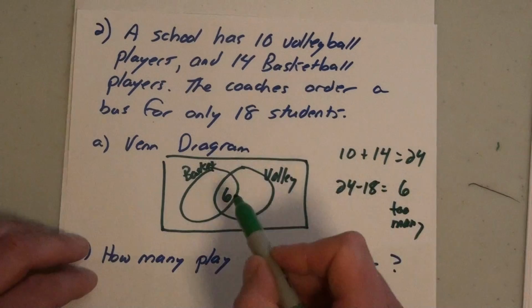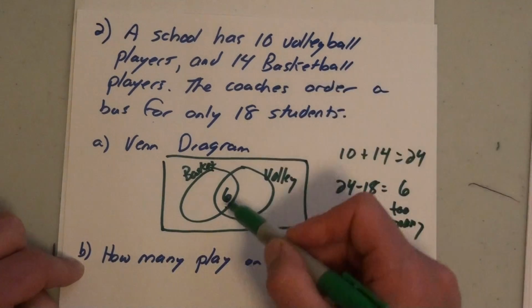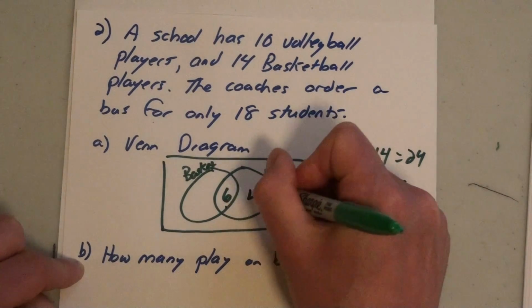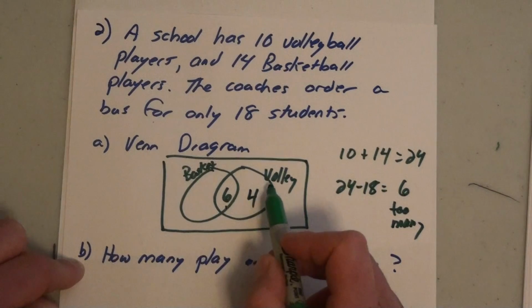Now, like I said before, you start in the middle and you start subtracting away. So there were 10 volleyball players. I have 6 already counted here. That means there must be 4 remaining. That gives me my 10 volleyball players, 10 in the volleyball circle.